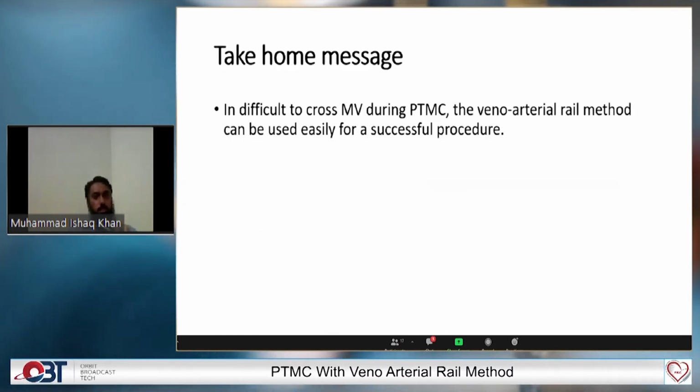The take-home message is that in a difficult to cross mitral valve during mitral balloon commissurotomy, the veno-arterial rail or loop method can be used easily for a successful procedure.